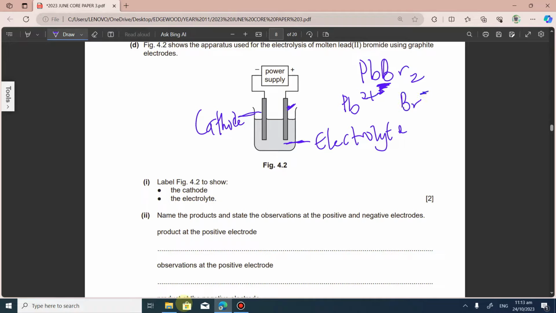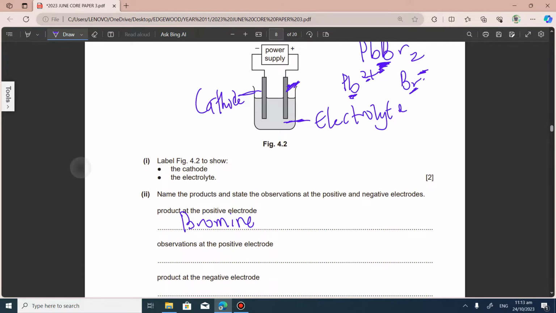So these are the ions in the solution. Now this is positively charged lead, and this is negatively charged bromine, or the bromide ion and the lead ion. They're two ions anyway. Now the bromide ion is negative, so it gets attracted to the anode. The lead is positive, it will get attracted to the cathode. Now this is what goes to the positive electrode, which is the anode. So the product at the positive electrode is simply bromine, because of course it is negative, and then it gets attracted to the anode, and the anode is the positive electrode.